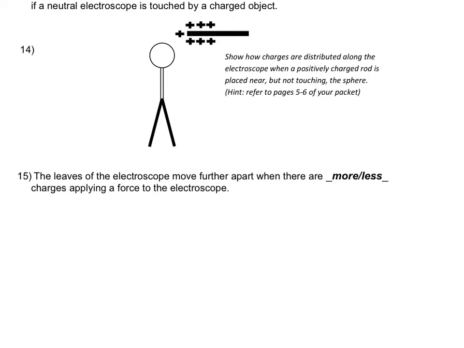On 13, however, I've got another electroscope, and this electroscope is neutral, but it's being touched by a charged object. So the charged object is going to transfer its charge into the electroscope, and without touching. This one says touch, but it can also be done without touch. And when those charges transfer through the electroscope, the leaves that are in that electroscope are going to spring apart. You're going to get like charges in those leaves, and they're going to separate.